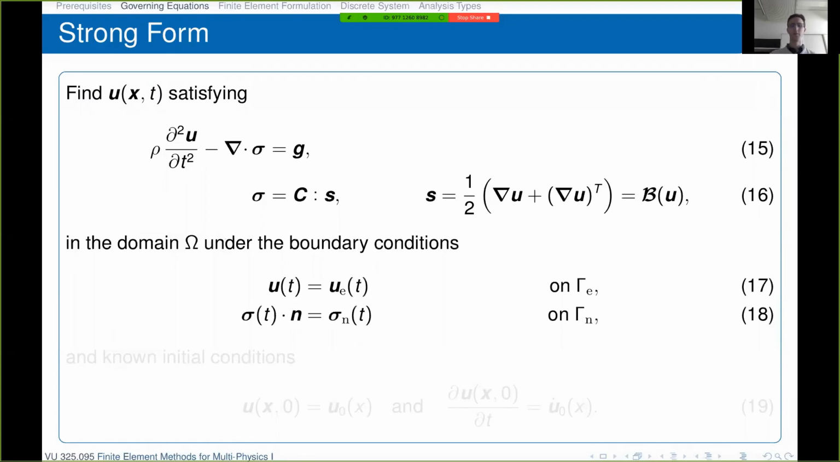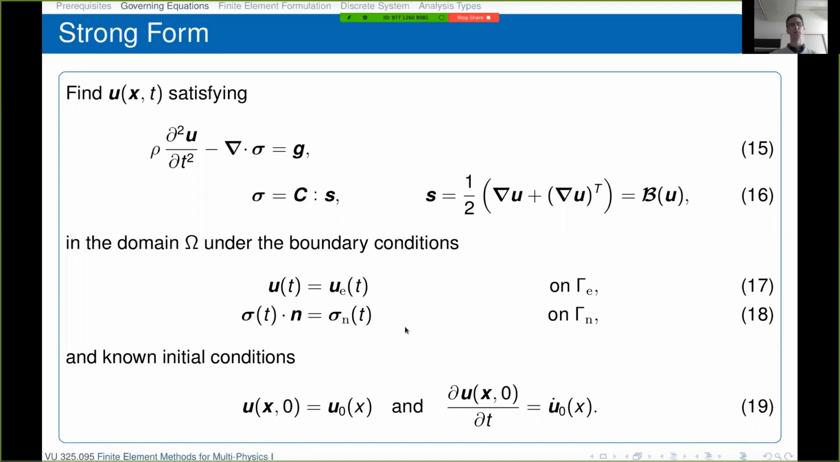conditions that we prescribe. And the boundary conditions can be either of Dirichlet type, so we directly specify the displacement field on the boundary gamma e, or they can be of Neumann type, where we specify the flux over the boundary, and this is now the boundary traction. So sigma n is something known, a known traction. And of course, since we have a time-dependent problem, we need known initial conditions for both the displacements and the velocities, since our equation is of order 2 in time.